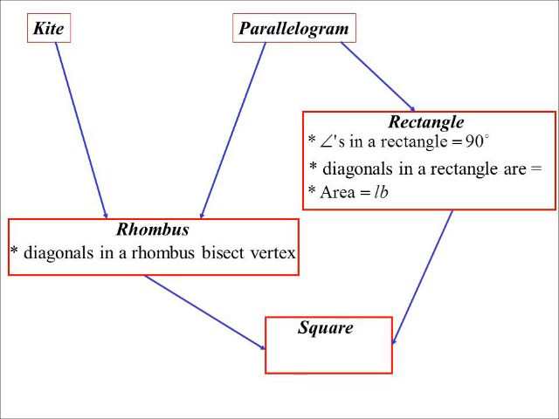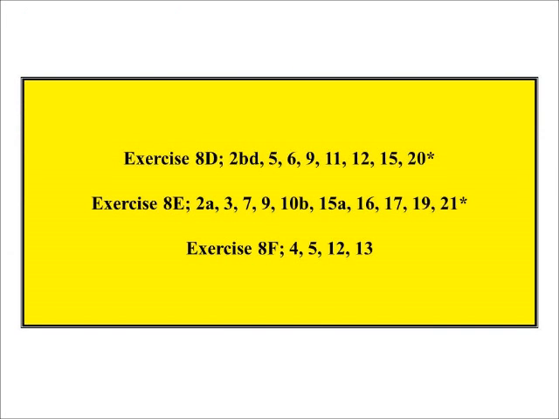And then we have the square, which I guess is what we could call the perfect quadrilateral. It doesn't really have any of its own features. It's just that it has all the features of all the quadrilaterals. And if you wanted to give it a feature, I guess you could say, well, the area is the side squared. Oh, well, there's a feature of a square. There we go.